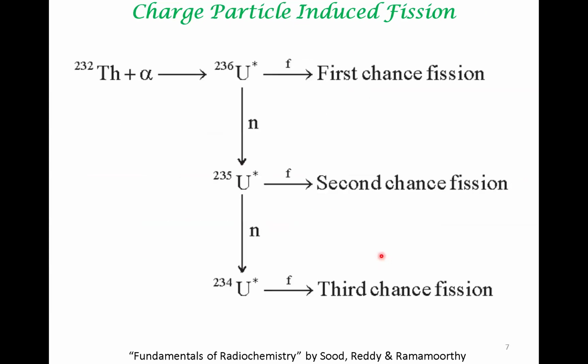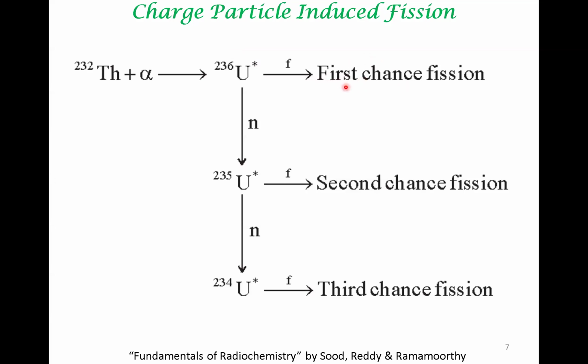So you can also induce fission via high kinetic energy alpha particles. In this case, the product formation is slightly different. As soon as there's a collision between a high kinetic energy alpha particle and, let's say, for example, thorium, you may form an excited nucleus which may undergo fission. Such a fission process is called first chance fission.